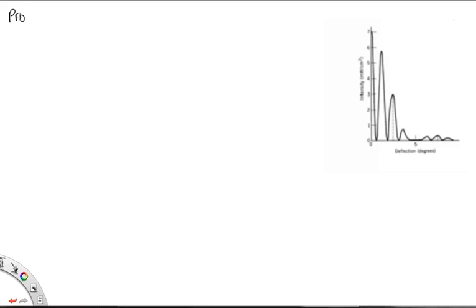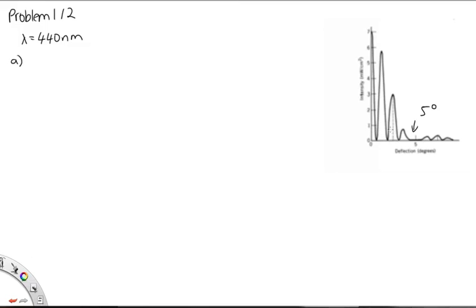This is problem 1 for 1221 or 2 for 1231. In this problem we're given a diagram and we're told that lambda is equal to 440 nanometers. We're told that the light passes through a double slit setup, and this diagram shows us the intensity versus the deflection angle in degrees. This angle here is 5 degrees. And we're asked in part A to calculate the slit width.